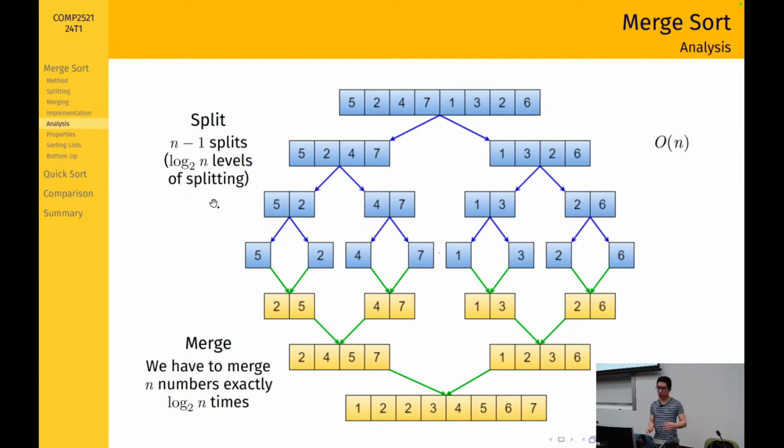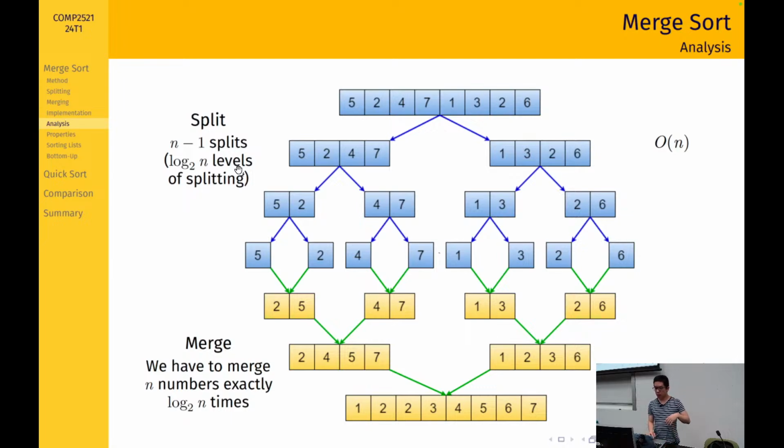In order to analyze the merging, we have to think about how many levels of recursion we have when we are doing the splitting. Even though we are doing n-1 splits in total, the number of levels of recursion, like if you look at the number of rows here, is actually log base 2 of n. And why is it log base 2 of n? Because we're halving the size of the array every time. And how many times do we have to halve an array until we have an array of size 1? Well, that's about log base 2 of n. So we have log base 2 of n levels of splitting. That means we're also going to have log base 2 of n levels of merging.